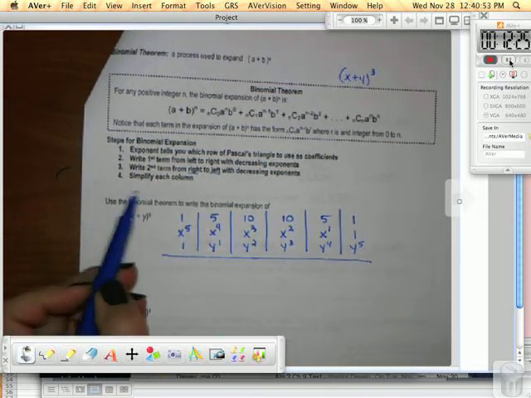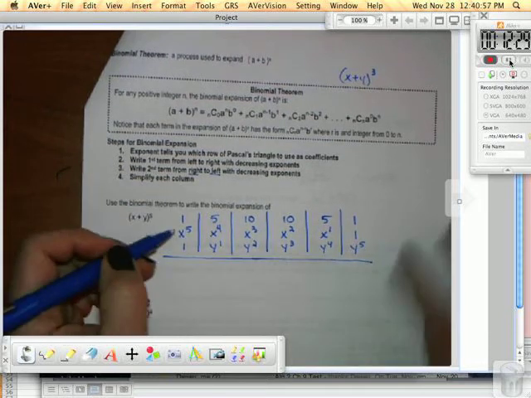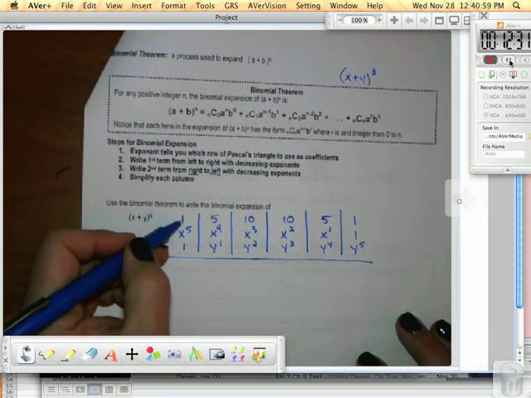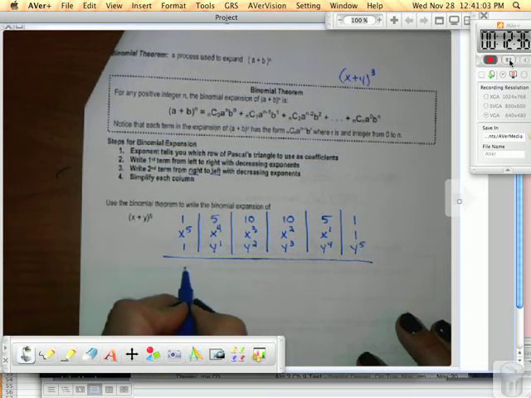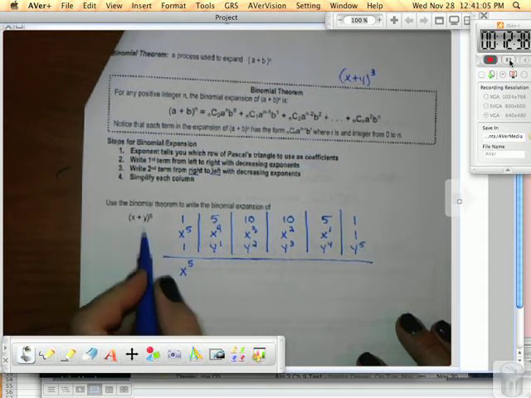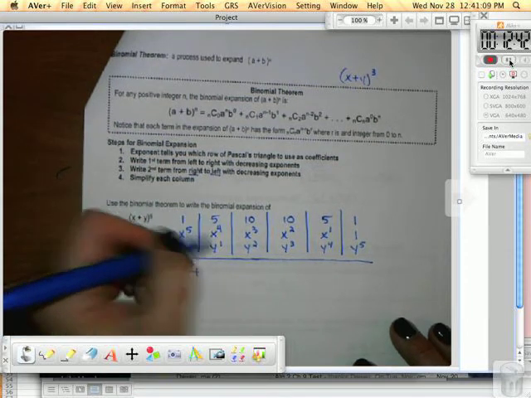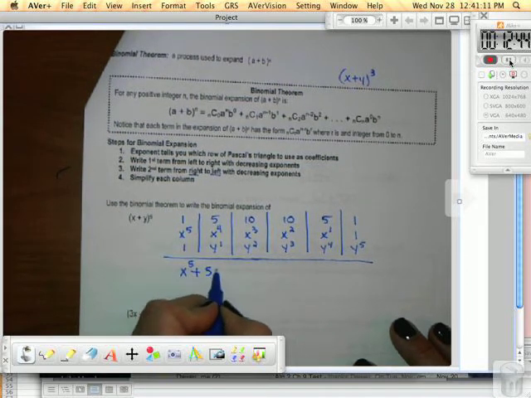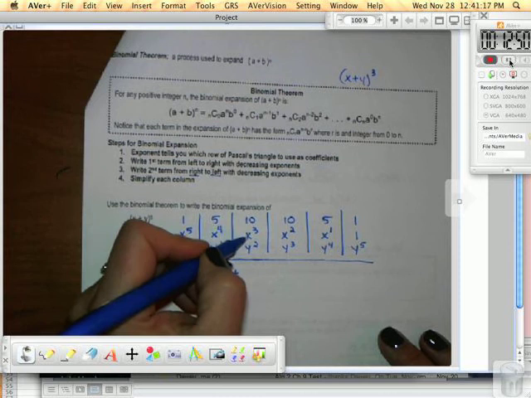Okay, and then what you do is you go down and you simplify each column. So here I have to consider these as the numbers. 1 times 1 is 1 times x to the 5th. So my first term is going to be x to the 5th plus. And then I have 5 times x to the 4th times y. So my second term is 5x to the 4th y. Then I have 10 times x to the 3rd times y squared.